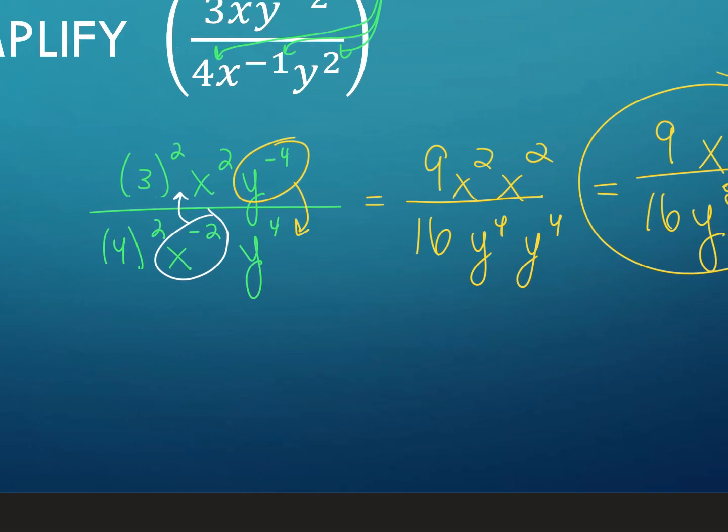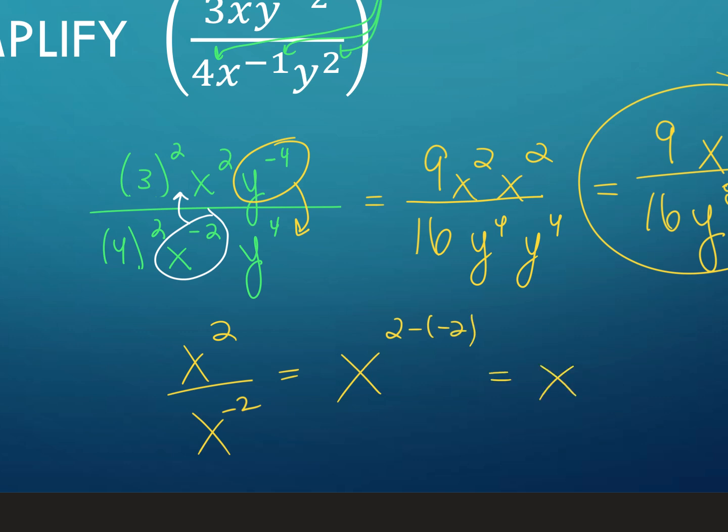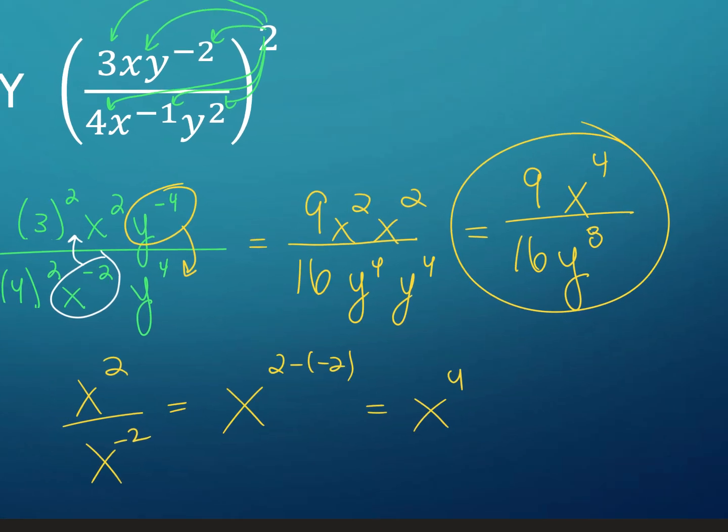You could have gone right here when you had x squared and then x to the negative 2. You could say, okay, the bases are the same, right? And you're dividing. So you could say x to the, you subtract exponents, 2 minus a negative 2. Which, what's 2 minus a negative 2? That's 4. Yep, so it's the same thing, right? I just don't like to deal with negative exponents.